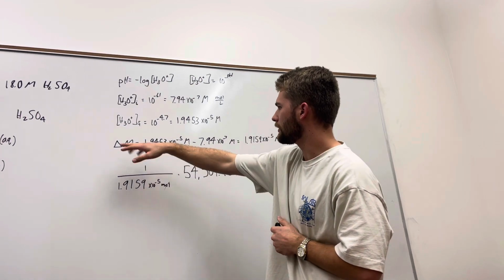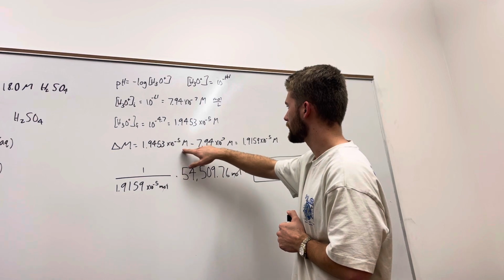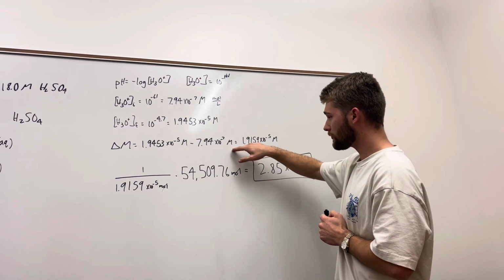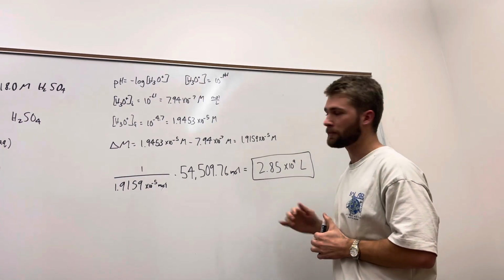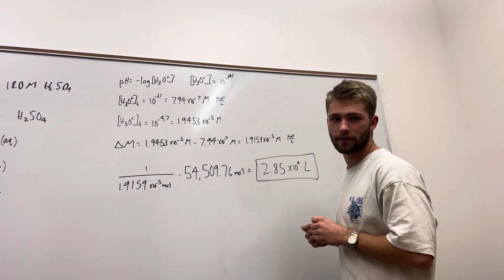So delta M here, just changing molarity, 1.9453 times 10 to the minus 5 molar of the final, minus 7.94 times 10 to the minus 7 molar for the initial, equals 1.9159 times 10 to the minus 5 molar. So this many moles per liter is how much the change was over the course of the 6 years.